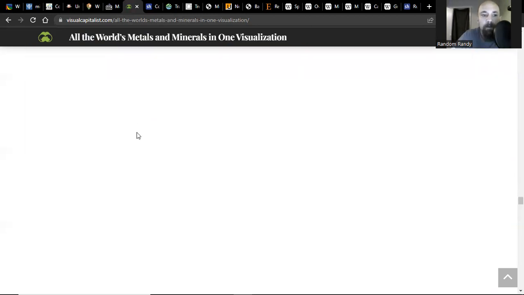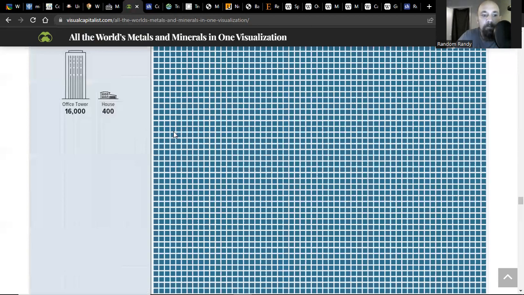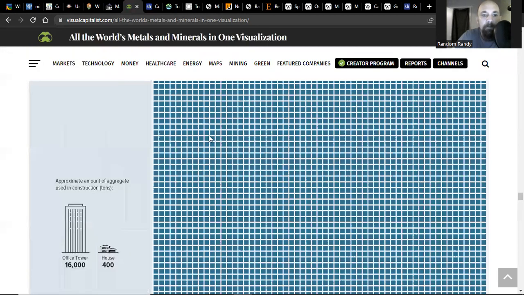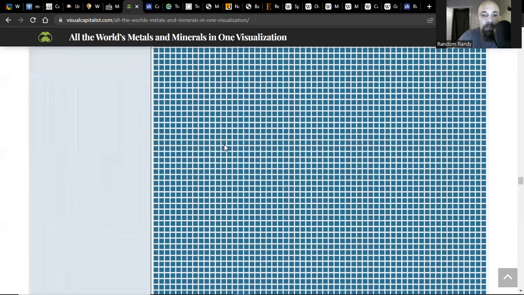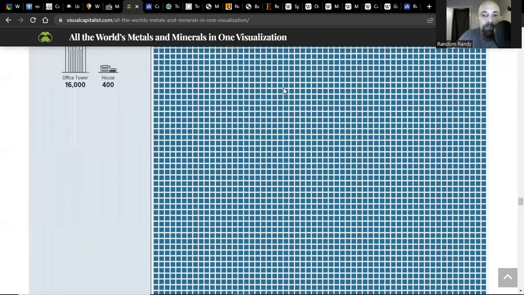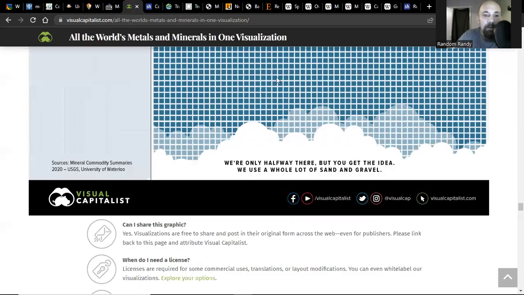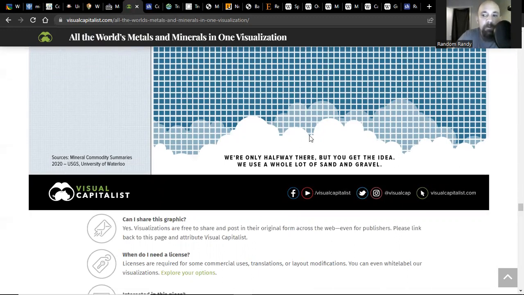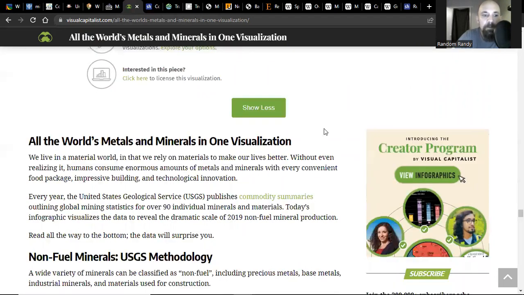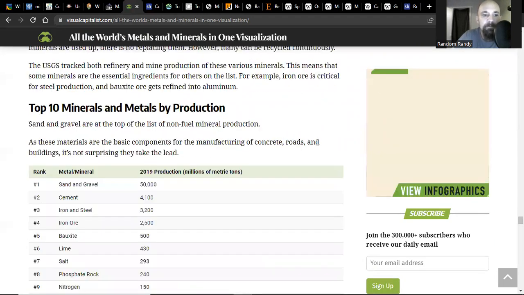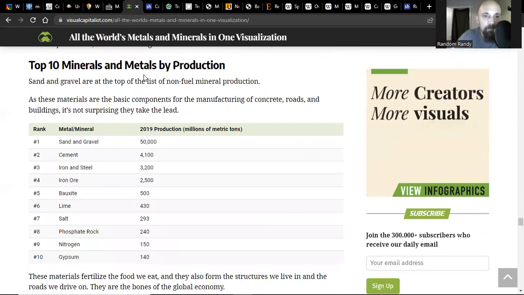So we're getting down here and man, aggregate, right? Rock, sand, it just goes on and on. So this shows how much of that sand and aggregate and stuff is pulled out of the earth. And you see why we're using those materials for our building now, right? I hope, I think. Anyway, top 10 minerals and metals by production.